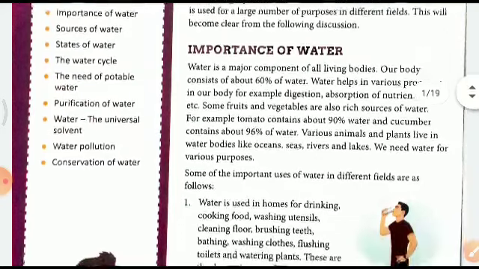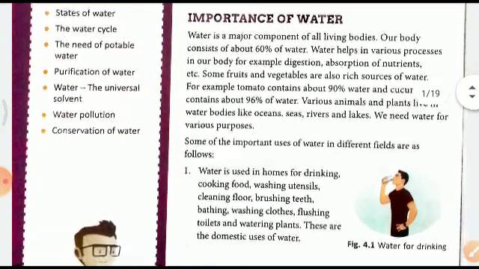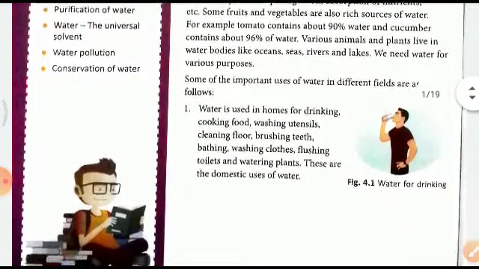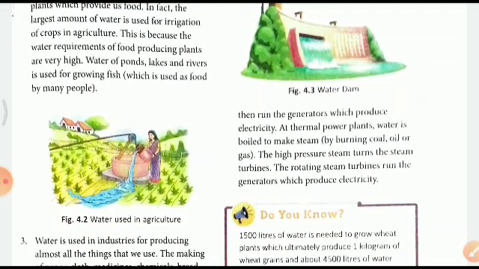Various animals and plants live in water bodies like oceans, seas, rivers and lakes. Right? See, we all know water is used in home for drinking and cooking purpose, washing and brushing the teeth and bathing, etc. Water is used in agriculture for growing food. Water is needed to grow all kinds of crops or plants for irrigation purpose, right? So water of ponds, lakes and rivers is also used for growing fish, which is used as food for many people, right?